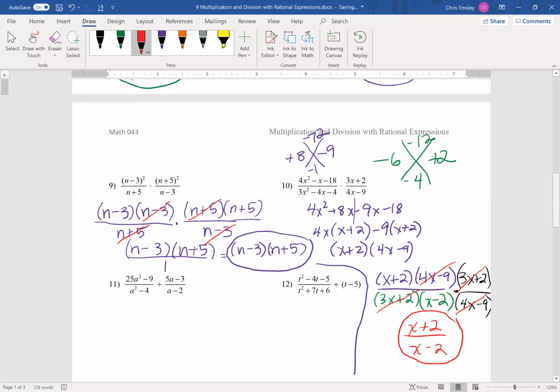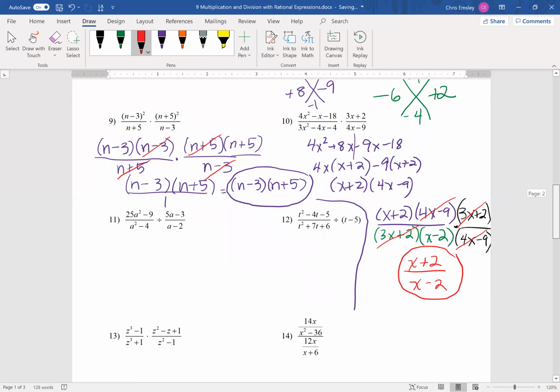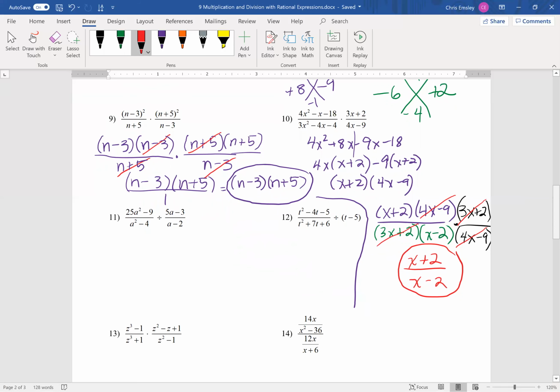And we got a couple division problems up next. Those are good to practice also. Okay, number 11.